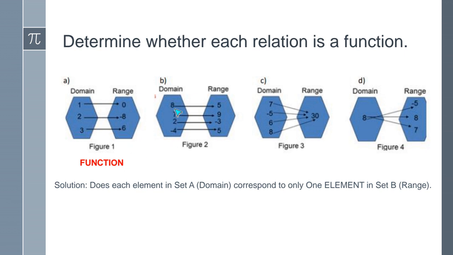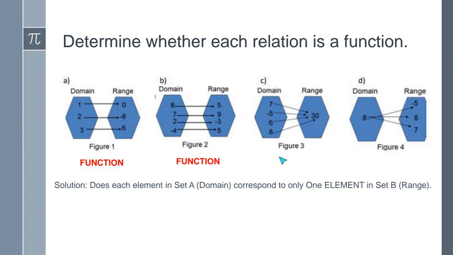Let's look at letter B. In letter B, 8 goes exactly to the number 5, 7 goes to number 9, 2 goes to number 3, -3 goes to -4, and 5 goes to 5. Notice here that 5 is repeated twice, but it doesn't matter as long as the domain goes to exactly one number. So in this example, this is still a function.